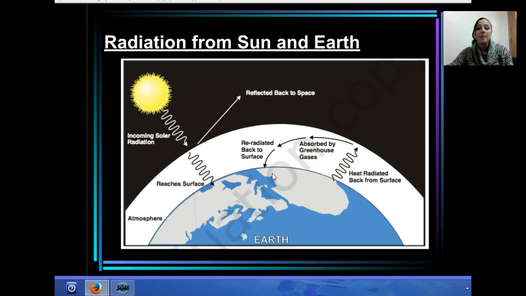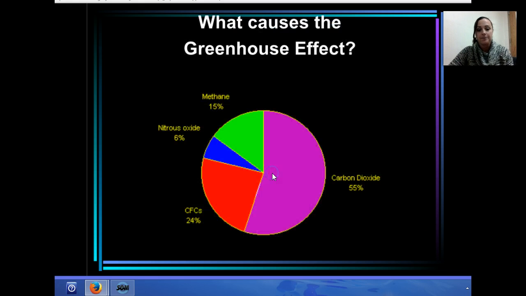And so what has happened is that there has been an accumulation of greenhouse gases in our atmosphere. And because of that, our global temperatures are getting warmer every year. And that can have a damaging effect on our planet.